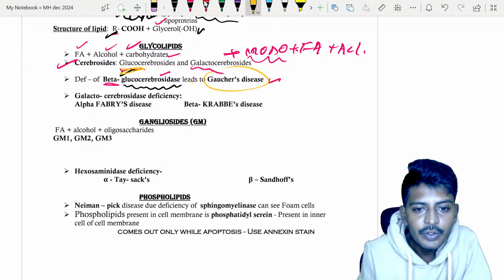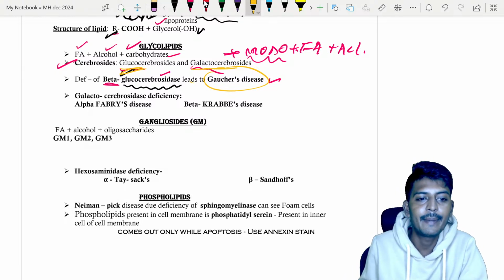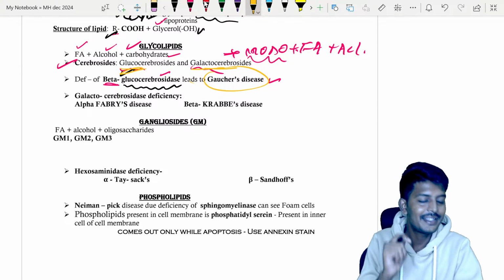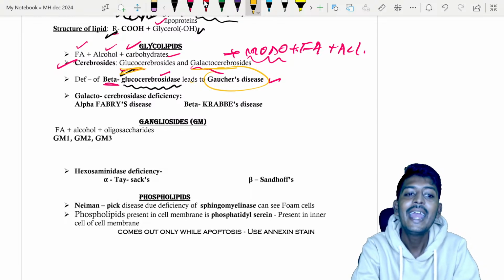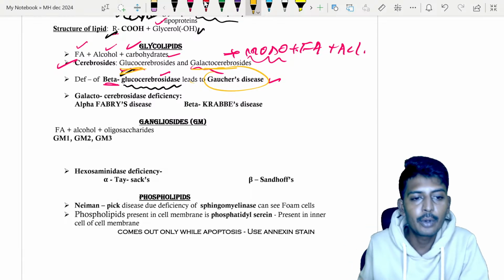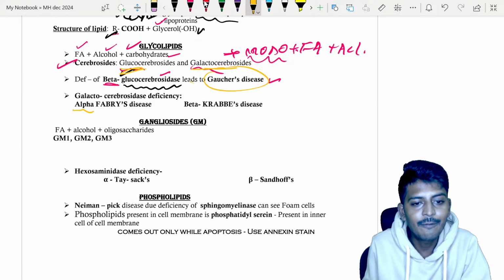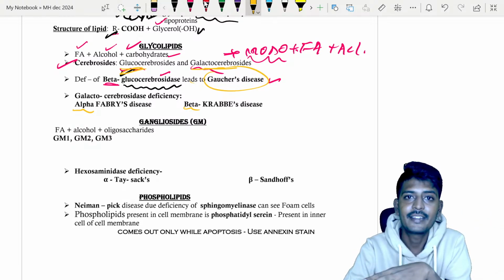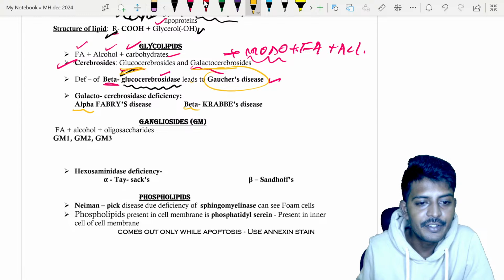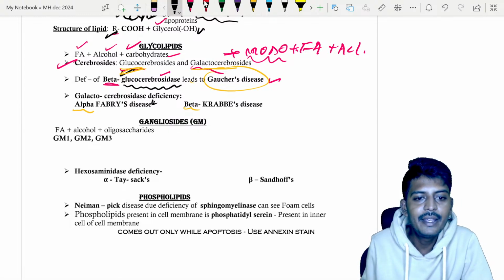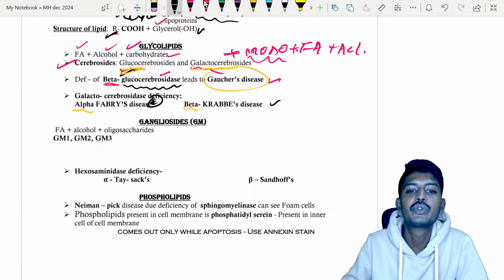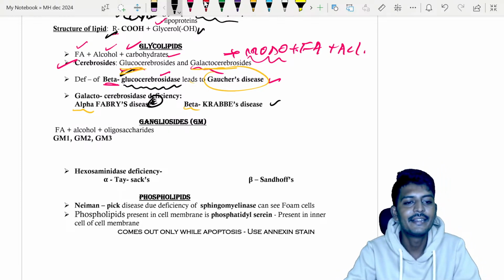Then galactocerebrosides. Galactocerebrosides are metabolized by an enzyme called galactocerebrosidase. Glucocerebrosides are metabolized by glucocerebrosidase, and automatically galactocerebrosides are metabolized by galactocerebrosidase. This galactocerebrosidase enzyme has two types, my dear student: alpha subtype and beta subtype, meaning two types of isoenzyme. If there is an alpha deficiency, it leads to a disorder called Fabry's disease, and beta deficiency leads to Krabbe's disease. What is that? Krabbe's disease. So beta, Krabbe; alpha, Fabry's.